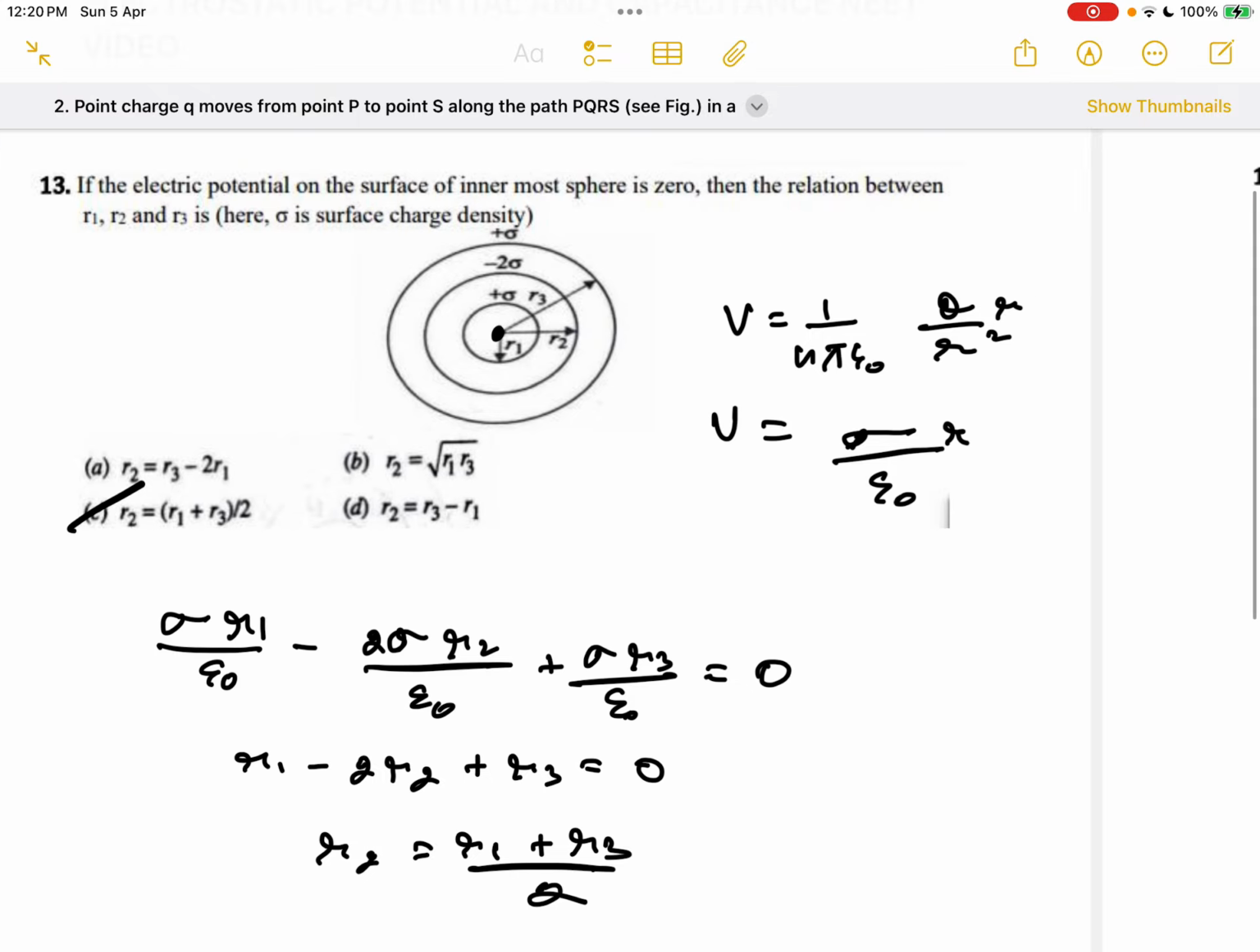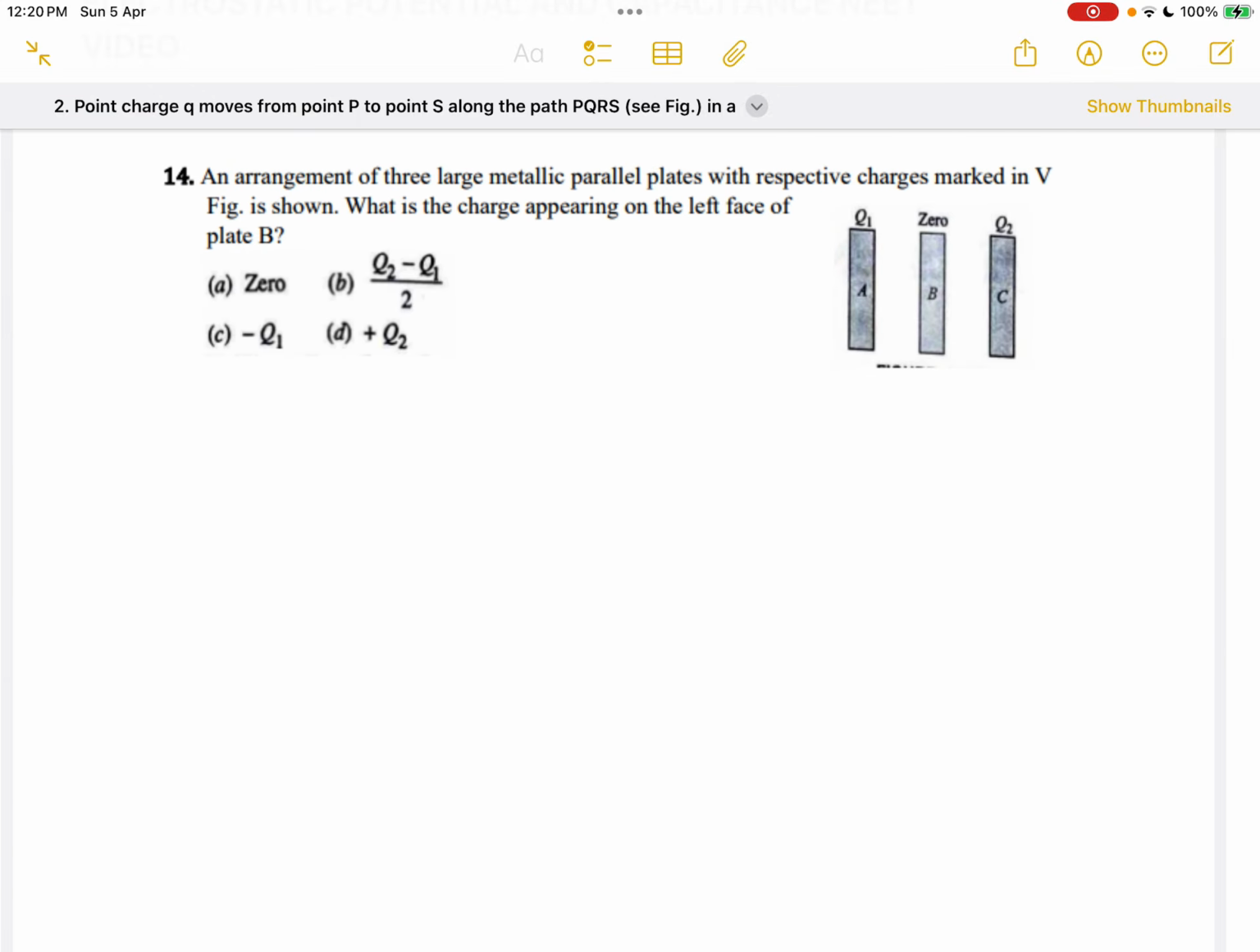Let us go further. Solve question number 14. An arrangement of 3 large metal plates with respective potentials marked in volt is shown in figure. Alright, fine. What is the charge appearing on the left face of the plate P? What is the charge appearing on this part of the plate? That's the question. Well, the total charge of the system now is Q1 plus Q2. So what is going to appear on the left side of A and the right side of C is going to be Q1 plus Q2 divided by 2. That's the total charge divided by 2.